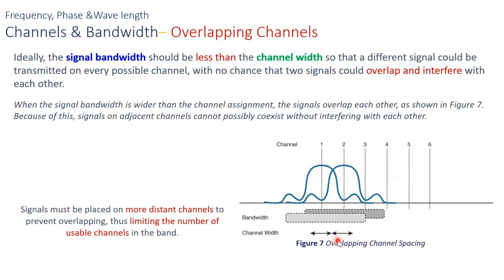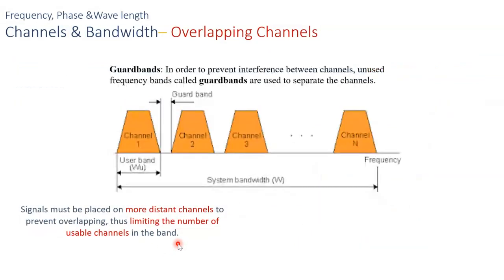So this is the only reason. So signals must be placed on more distant channels. I can use channel 1, channel 6, and channel 11, for example, to prevent overlapping, thus limiting the number of usable channels in the band.